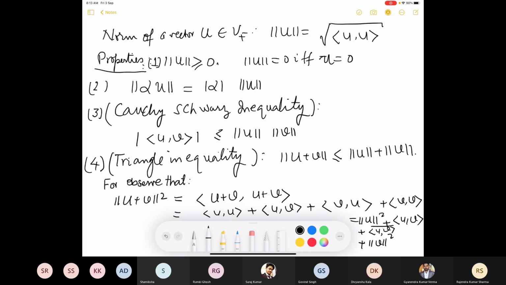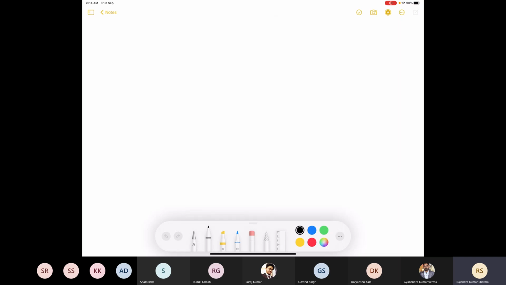So this term, second and third, because this is Z plus Z bar, where Z is the inner product (U, V), is twice the real part of Z. So that means twice the real part of the inner product (U, V). So what we have got so far is as follows: the norm of U plus V square is equal to the norm of U square plus twice the real part of the inner product of U with V plus the norm of V square. Good.